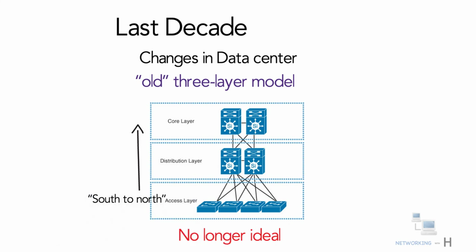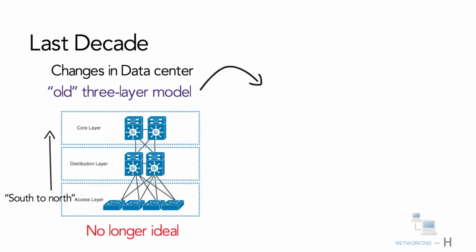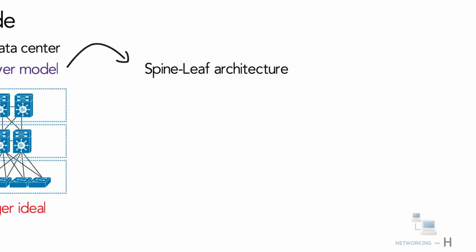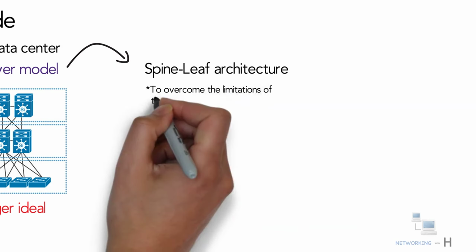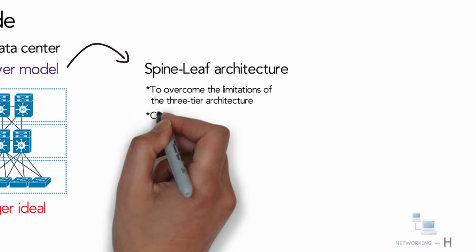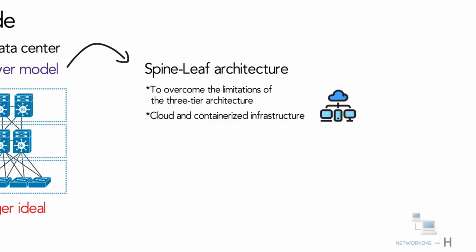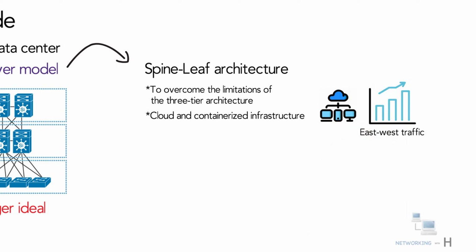Currently, a new architecture is replacing the traditional three-tiered network architecture, which is also known as spine leaf architecture. The spine leaf architecture was developed to overcome the limitations of three-tier architecture. Given the prevalence of cloud and containerized infrastructure in modern data centers, with east-west traffic continuing to increase, the spine leaf model is the ideal choice for building the modern data center network.